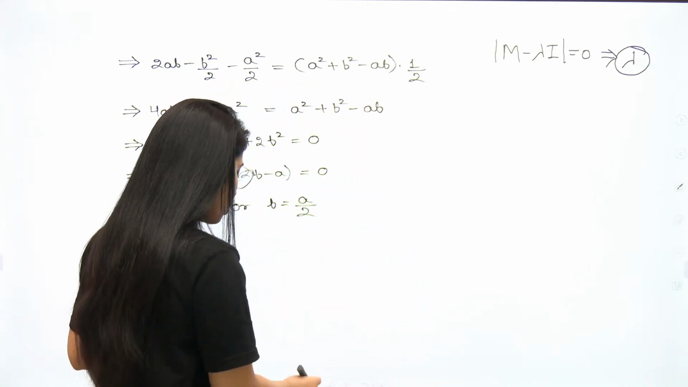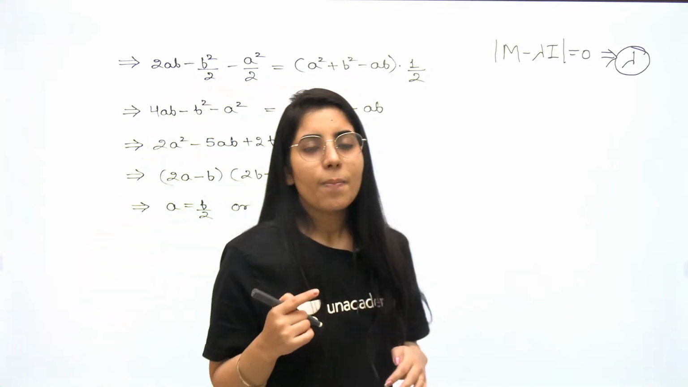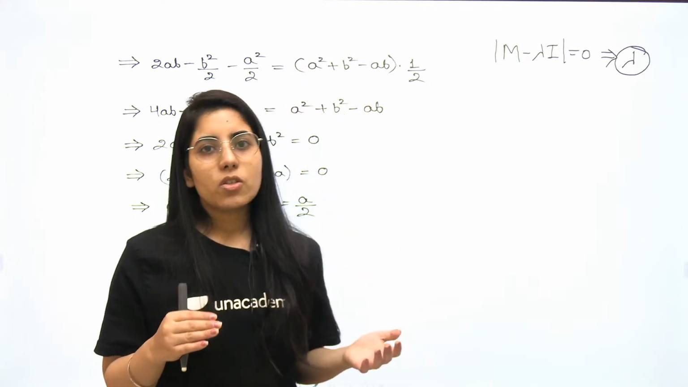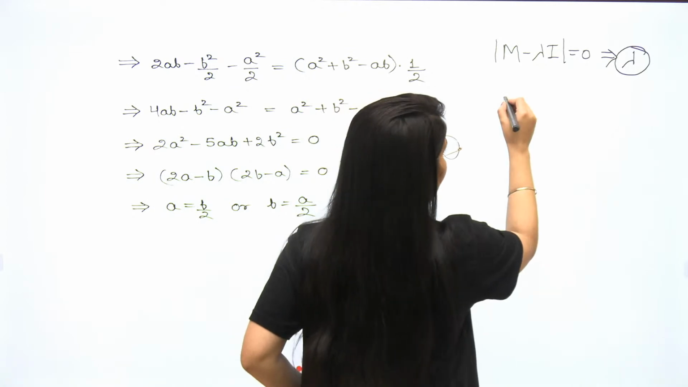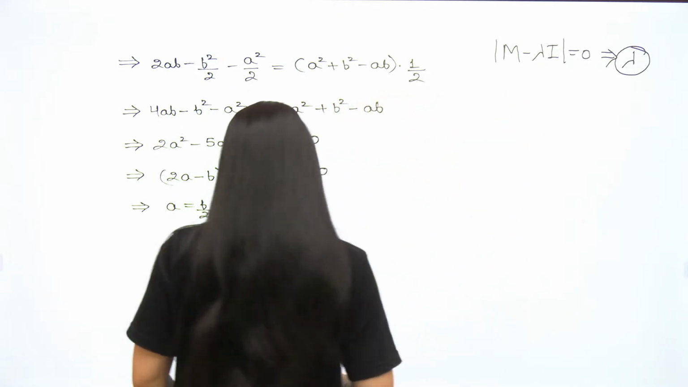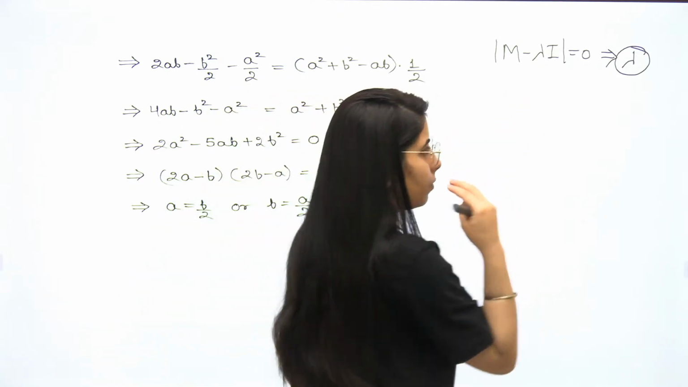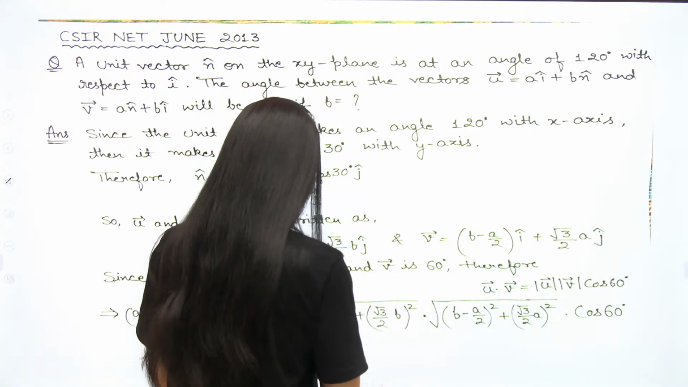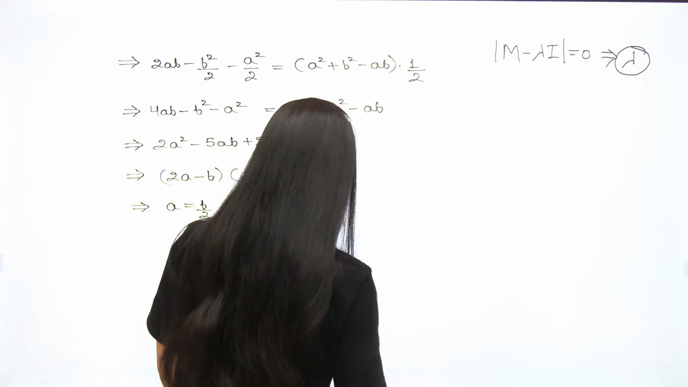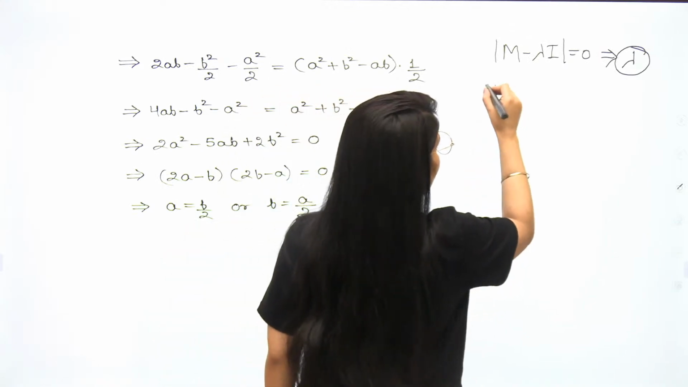After this, the next point is related to the properties of eigenvalues. If we talk about the sum of eigenvalues, let's say anytime you got 3 eigenvalues for a 3 by 3 order matrix, the sum of eigenvalues will be equal to the trace of the matrix.